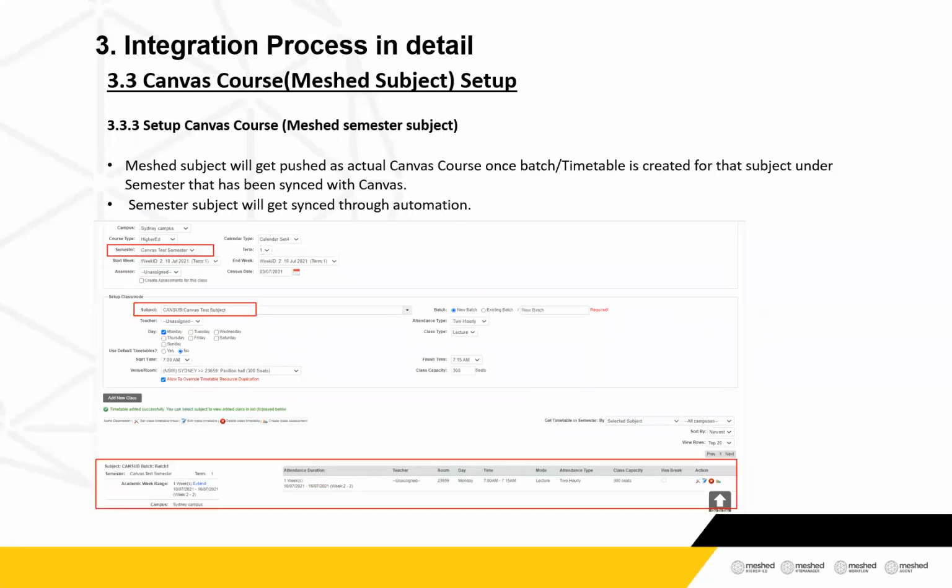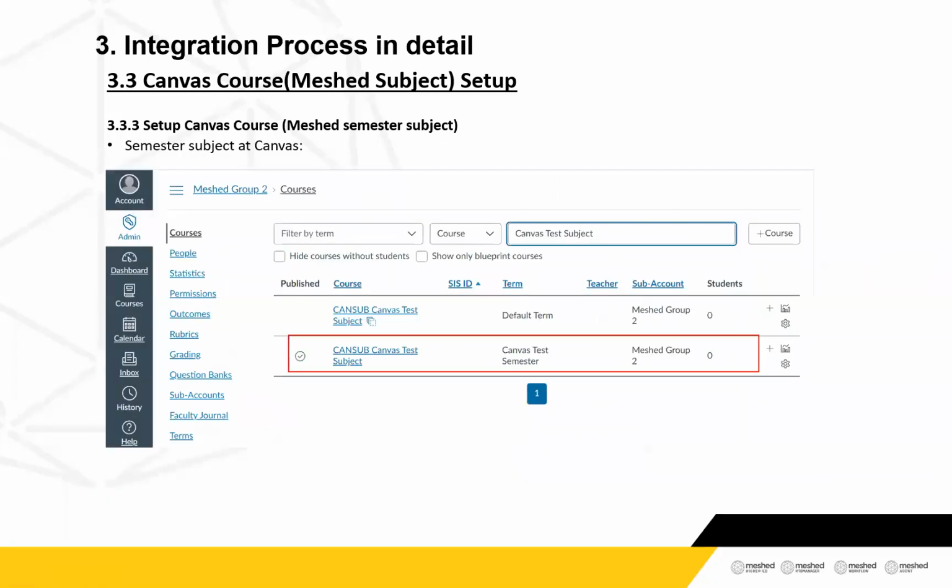Now, actual semester subjects. A subject will get sent as an actual semester course to Canvas end as soon as you assign a batch or create a batch for that subject at Mesh platform. Once you assign batch to subject, it will get synced through automation to Canvas platform, and that subject will get synced under actual semester. So here, you can see this is the blueprint course for this subject. That's why there is a blueprint subject icon. And this is the actual semester subject, which is under actual semester.